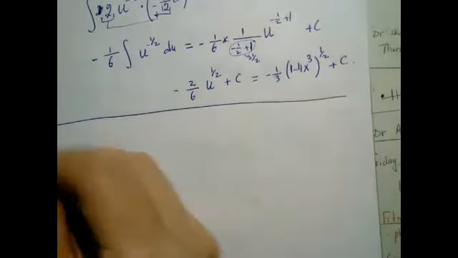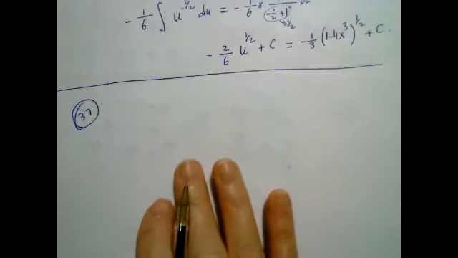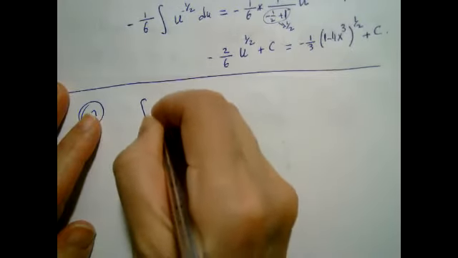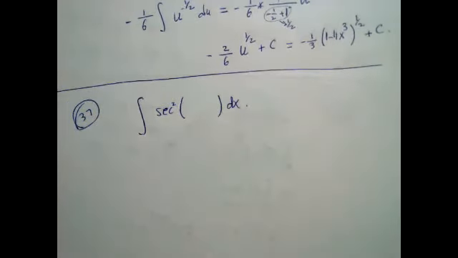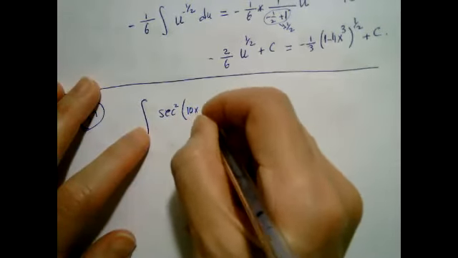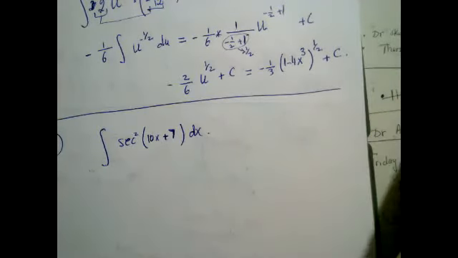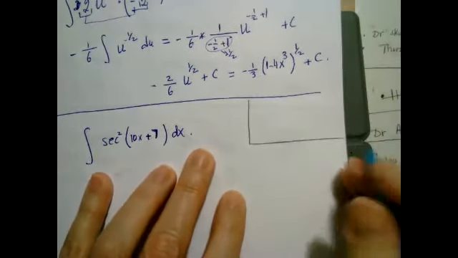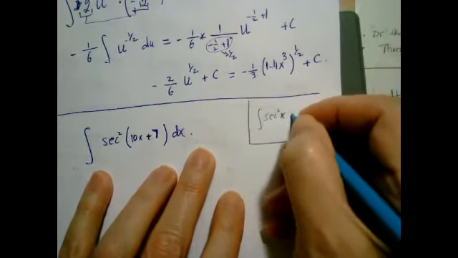Now we're going to look at 37. The integral of secant square of 10x plus 7. Now we shouldn't let secant square bother us, because we should remember, on the side, what's the antiderivative of secant square x?